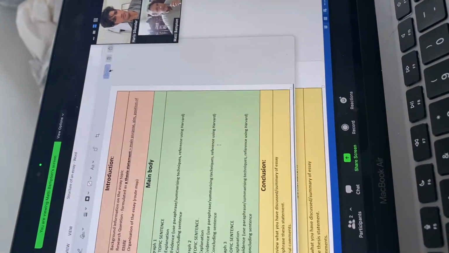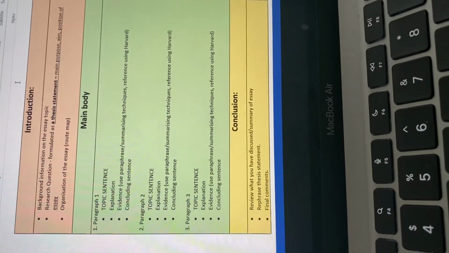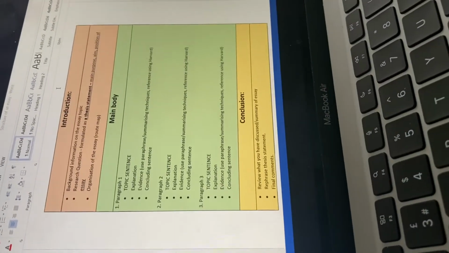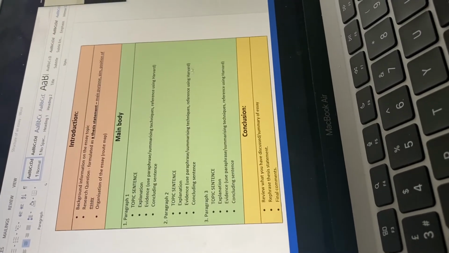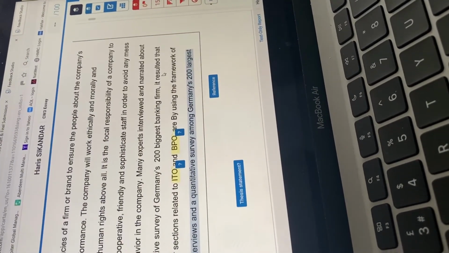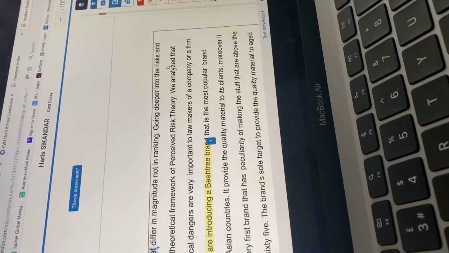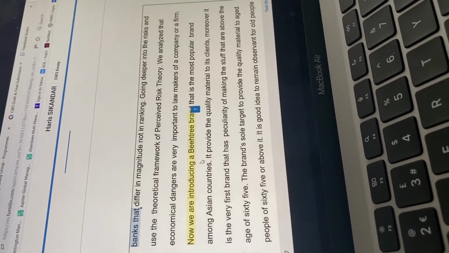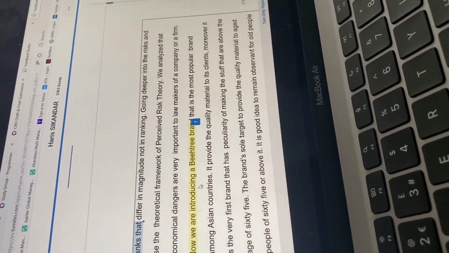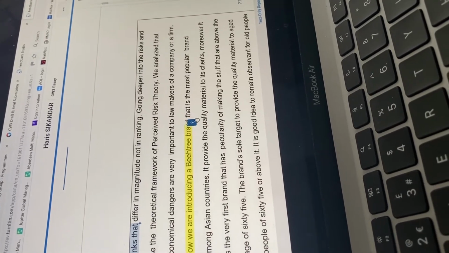So that's topic sentences and things like that. The reference number should be directly with the information. Where's your reference? What's this? You first mention now we are introducing a B-Tree brand. What's that?